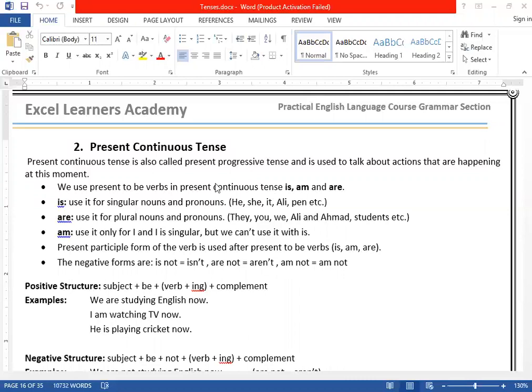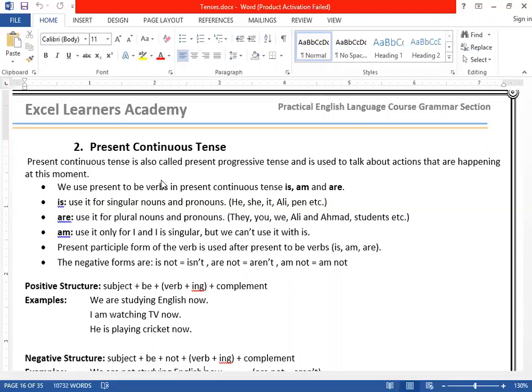From the name, it's clear: present continuous. We have already studied an action that is in progress. Clear? That is in continuation. If an action is in progress or in continuation in present time, and present time means right now, anything that is happening right now at this moment, at the current time, we use what? We use present continuous tense.